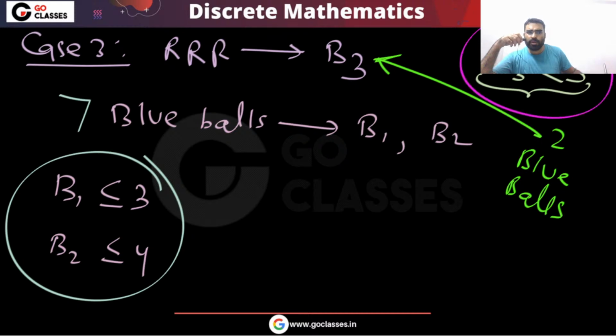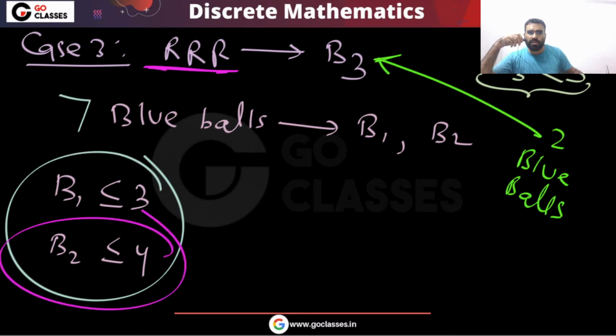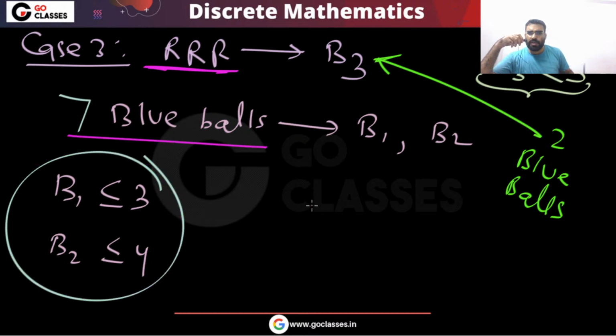In this B3 you can put at most 5 people. Already 3 people we are putting, and I can put 2 more, because remember, B1 capacity is 3, B2 capacity is at most 4. So if you fill them completely, then only 7 blue balls you can put. But in total we have 9 blue balls. So the remaining 2 blue balls will go to B3.